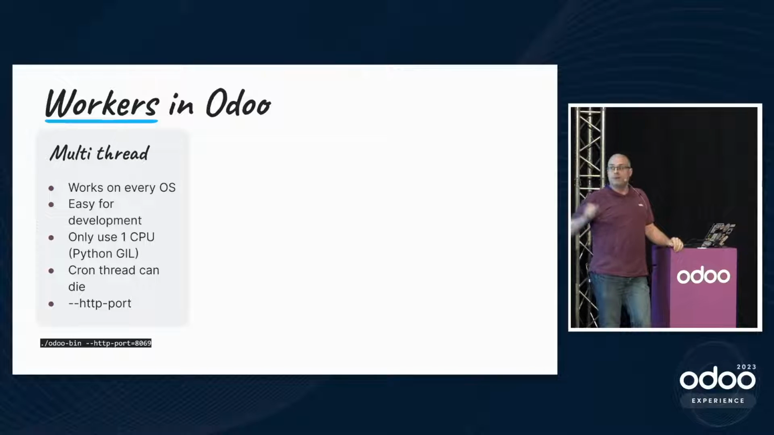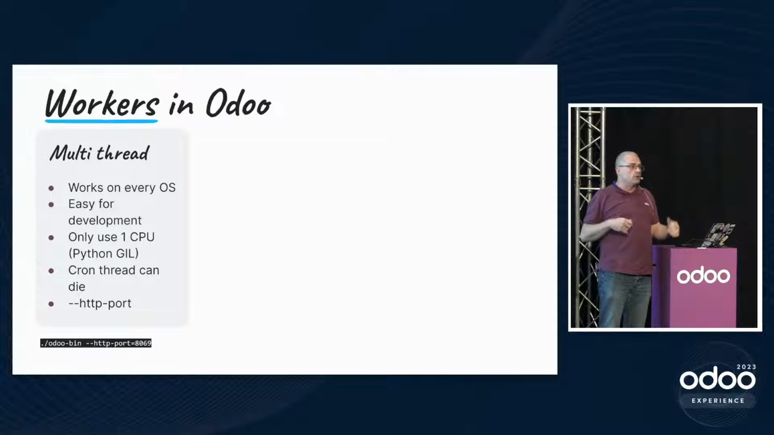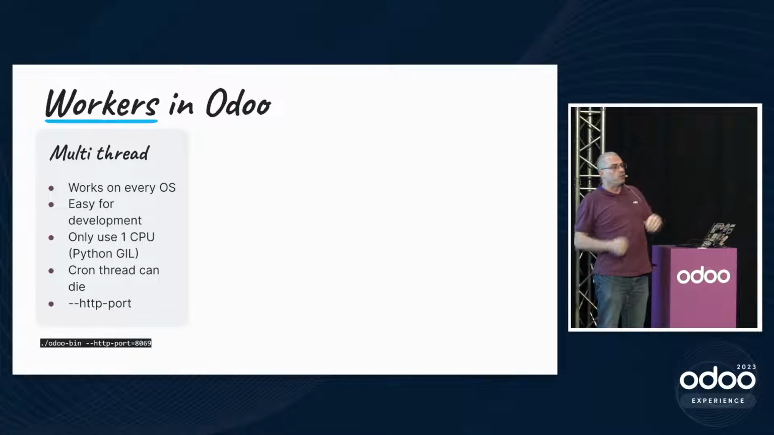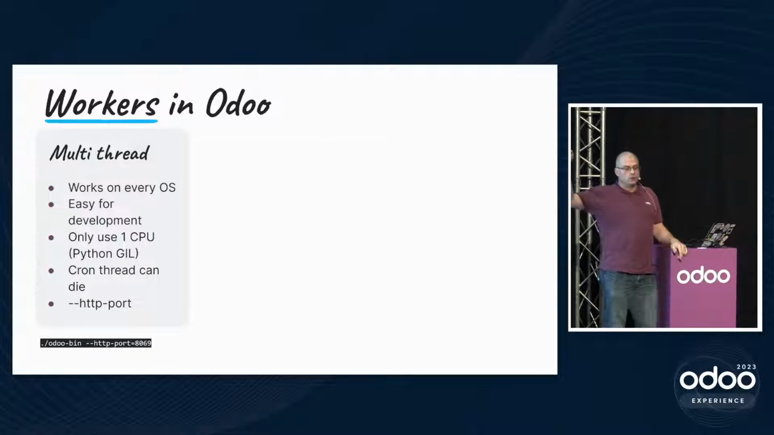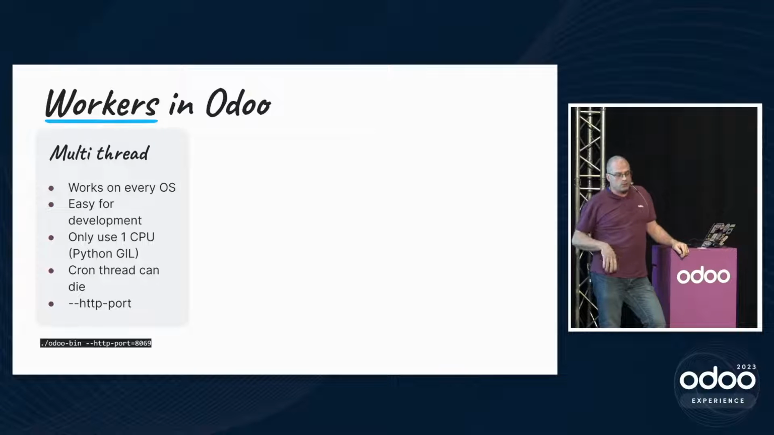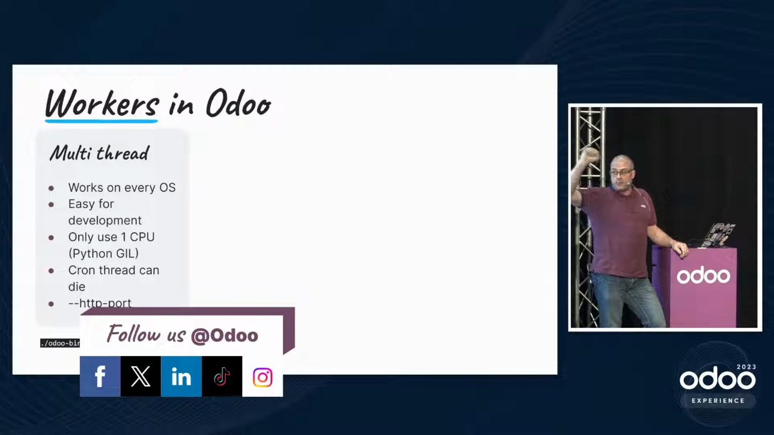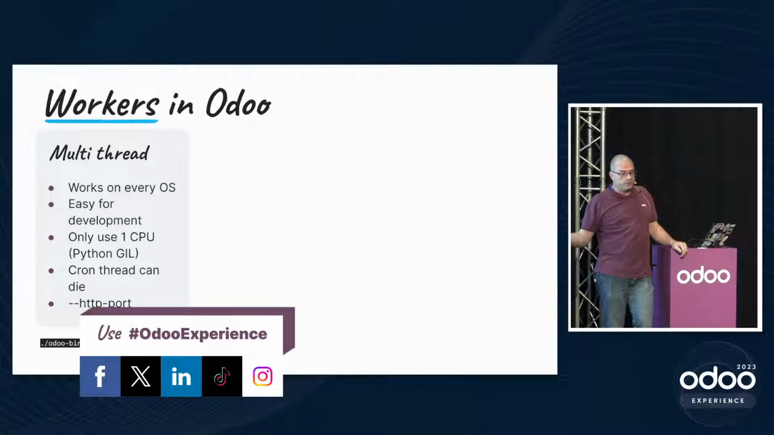If you run this way, nothing is checking whether threads are alive or not. So if you launch the server this way and you launch a cron thread, if the cron thread dies for whichever reason, nothing will restart the cron. To launch the server this way, you only have one option, which is the HTTP port. So you will launch odoo-bin with the HTTP port, and the default port is over there. Then this will start Odoo. You can connect using your web browser to your local IP and this port, and this will work out of the box.